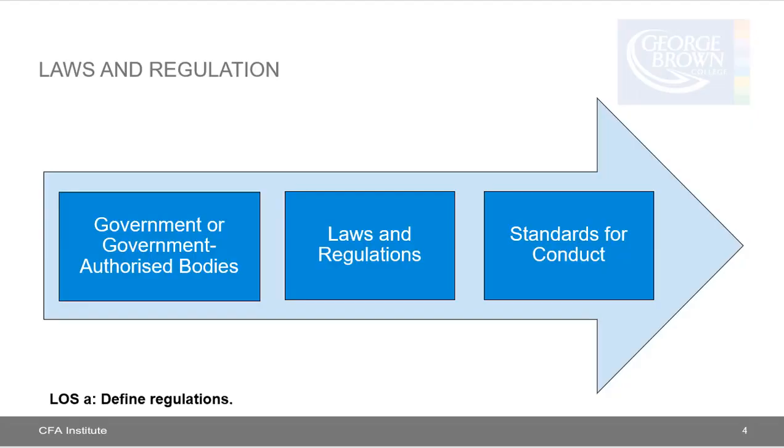Okay? Learning outcome statement A is define regulations. Regulations are rules that set standards for conduct and that carry the force of the law. They are set and enforced by government bodies and by other entities authorized by government bodies. This enforcement aspect is a critical difference between ethical principles and professional standards. Violation of ethical principles and professional standards have consequences, but these consequences may not be as severe as those for violations of laws and regulations. Laws and regulations can be used to reinforce ethical principles and professional standards.